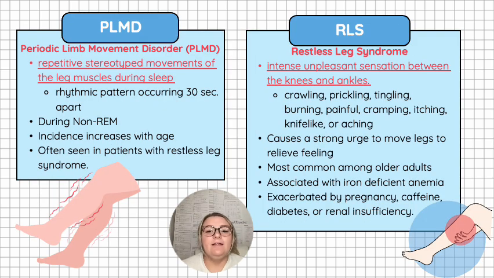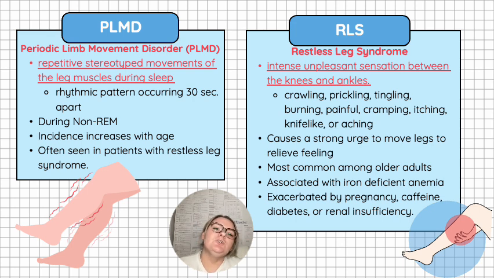Moving on to PLMD, or periodic limb movement disorder. PLMD is the repetitive stereotyped movement of the legs during sleep. This is a very rhythmic pattern that occurs 30 seconds apart from one another. Typically this movement is happening during non-REM sleep, and it is more often seen in older adults. It's also often seen in patients with restless leg syndrome.